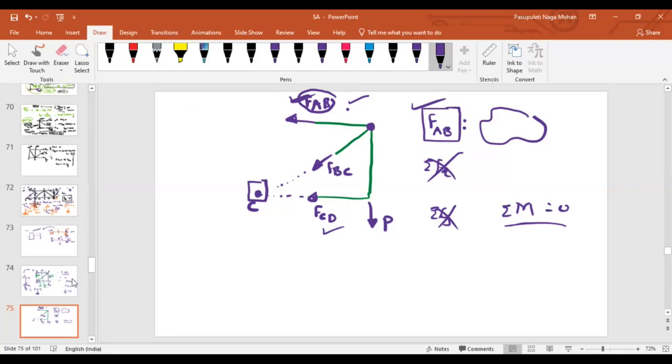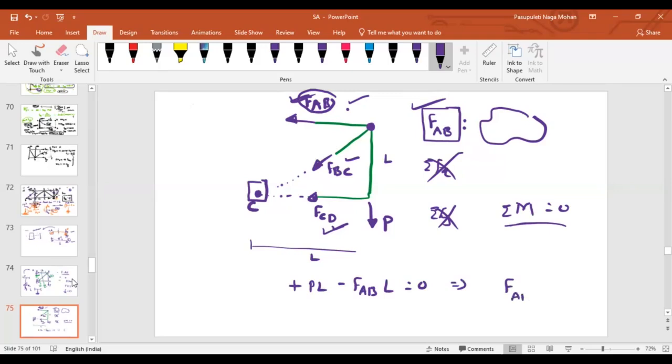Why? Because there won't be any moment because of FBC and FCD. Because of P, what is the moment at this point? P into L, clockwise. Let us say clockwise is positive. Because of FAB, initially assume it as tension. What is the moment at point C? Anti-clockwise, minus FAB into L, equal to 0.